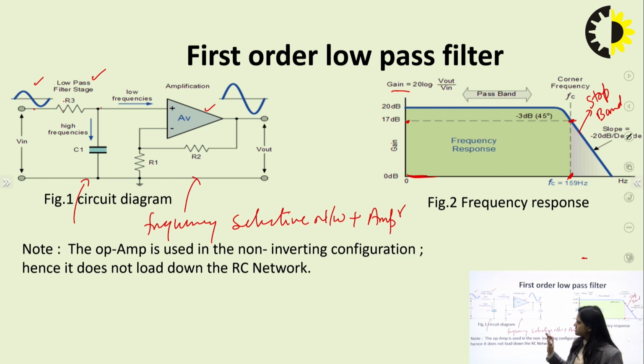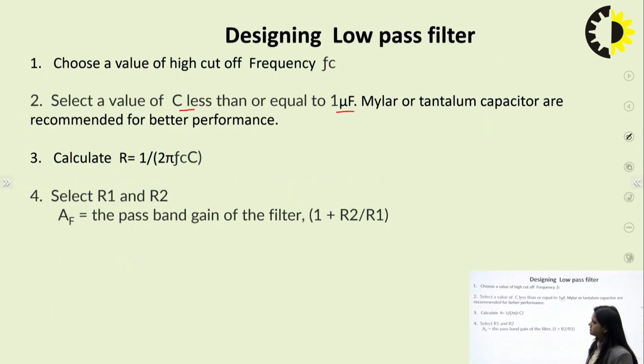To find out these values, we have considered the value of C1 to be less than 1 microfarad. Now we have to calculate this R. To calculate this R, just use the formula FC equals 1 upon 2 pi RC, and here we know the value of C.